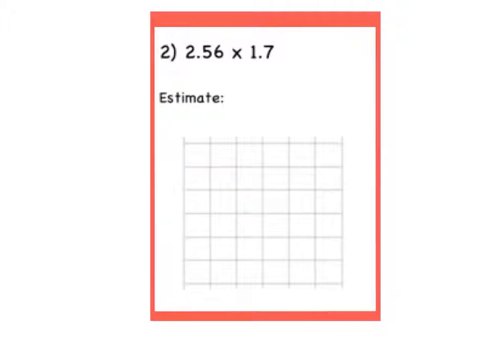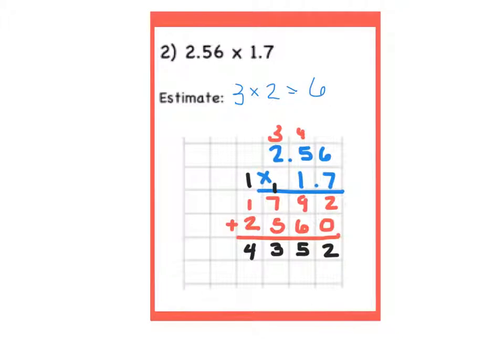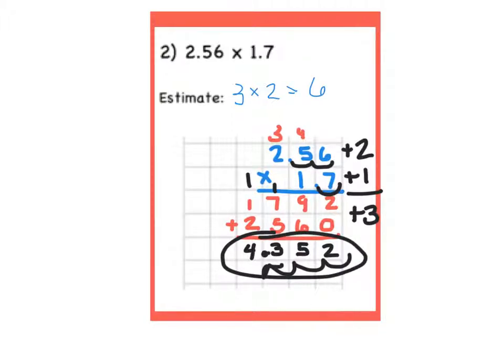For this problem, our estimate is going to be 3 times 2 when rounding to the greatest place, and that's going to give me an estimate of 6. Again, I will line the problem up flush to the right, and I'll multiply as if there is no decimal. And finally, I'm going to count how many spaces to the right of my decimal. I have 2 up here. I have 1 here, giving me a total of 3. And so in my answer, I'm going to count over 3 spaces and put my decimal. And as I can see, 4 and 352 thousandths is pretty close to 6.